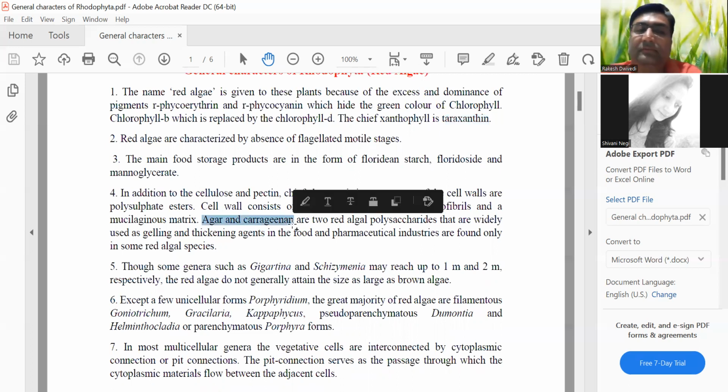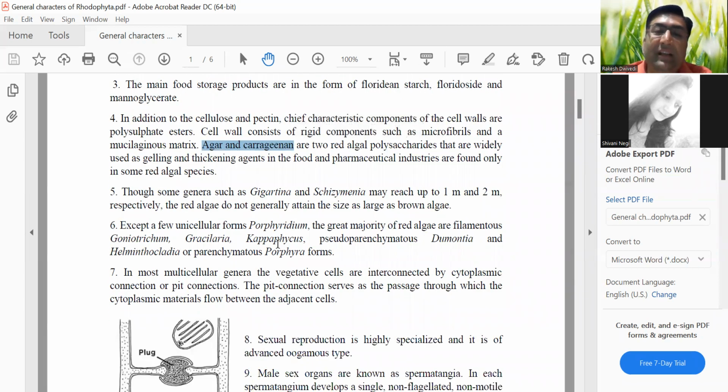These are sulfated polysaccharides, which are found in the cell wall of the red algae. They have very important economic importance.